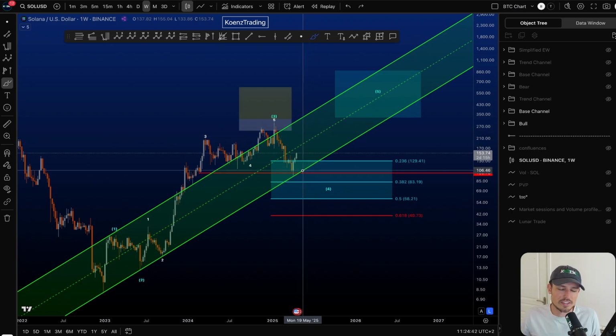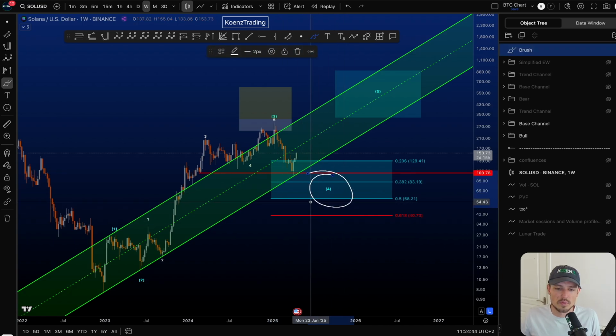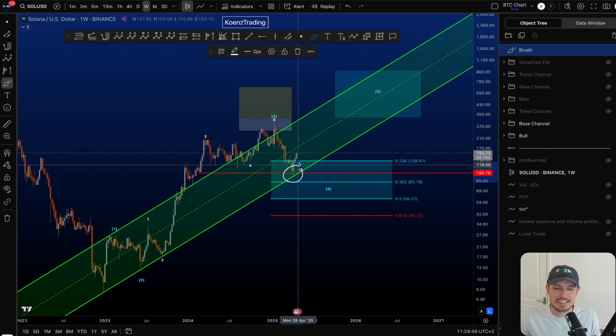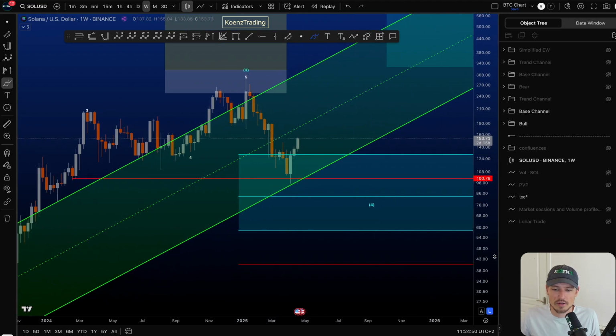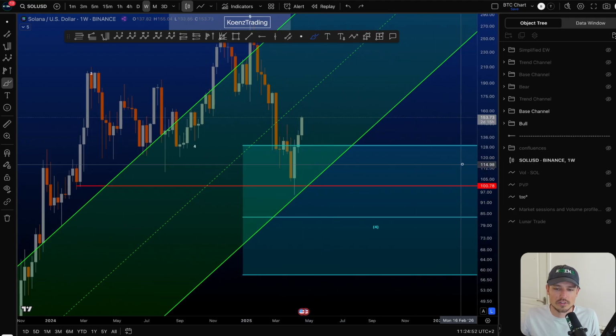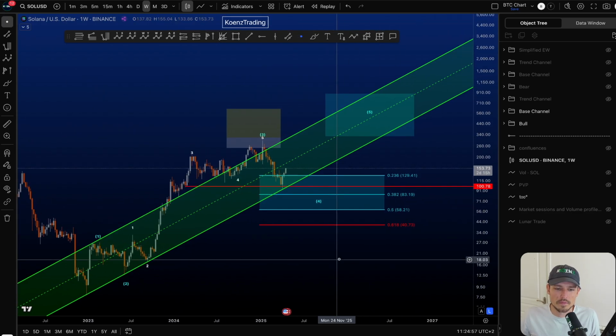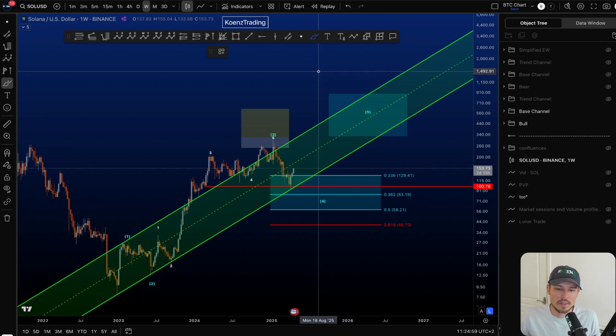Now, what you don't really like to see is a wave 4 touching the lower trend line or getting this close, because we just missed out by touching this channel by a hair, just a few dollars, which is not really favorable for the bullish scenario. So this is something that we do have to keep in mind.